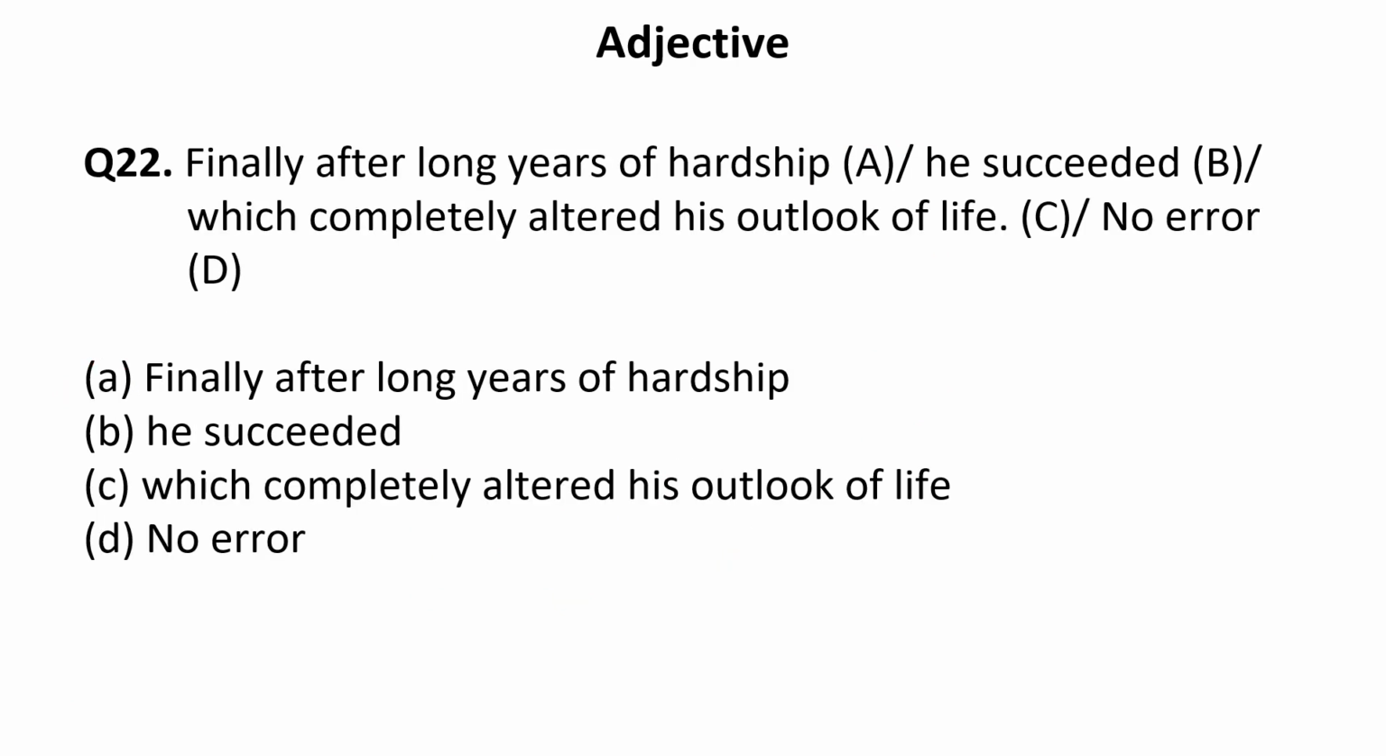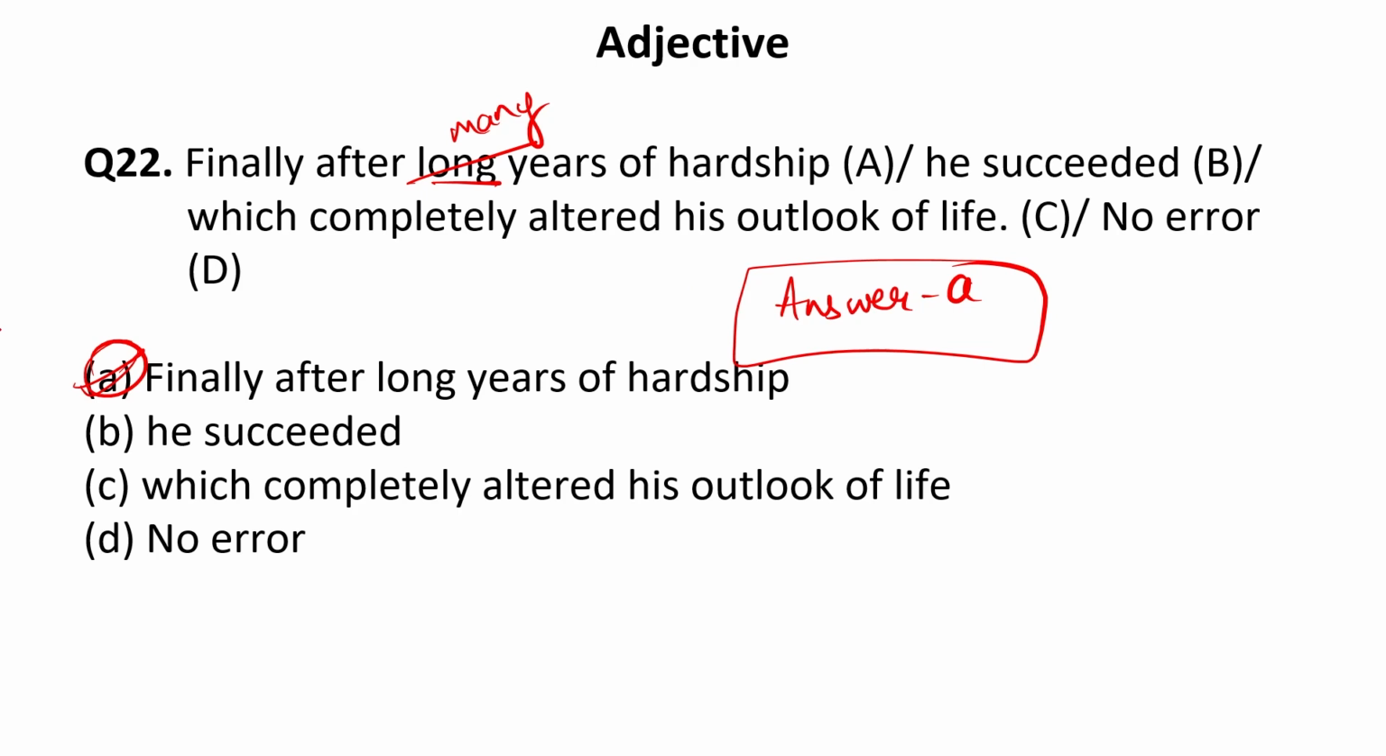Now let us move to the next one. Finally, after long years of hardship, he succeeded, which completely altered his outlook of life. Now in this sentence, it is written the word long. Long means lengthy years. But here we are talking about the number of years. Therefore, this long is incorrect over here. It should be replaced with many years. After many years of hardship. Therefore, the error is in part A. So, our answer is A. This is very, very simple but logical.